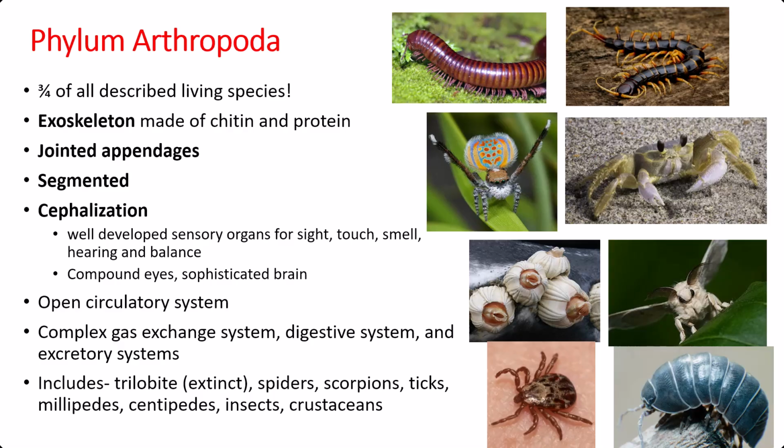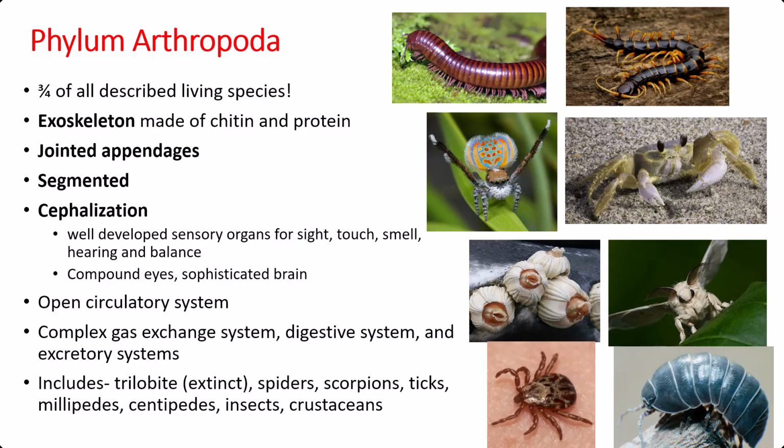They have an open circulatory system and complex organs for gas exchange, digestion, and excretory systems, which we'll talk more about when we get to our animal form and function unit. And there are several different groups, including trilobites, which are extinct, spiders, scorpions, ticks, millipedes, centipedes, insects, and crustaceans.